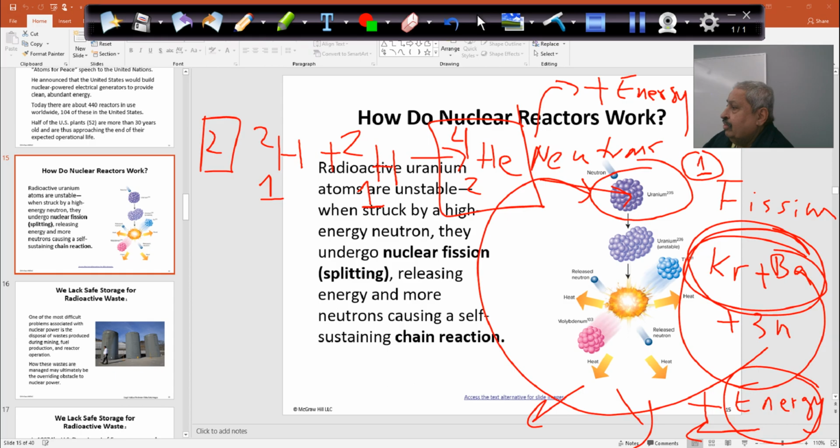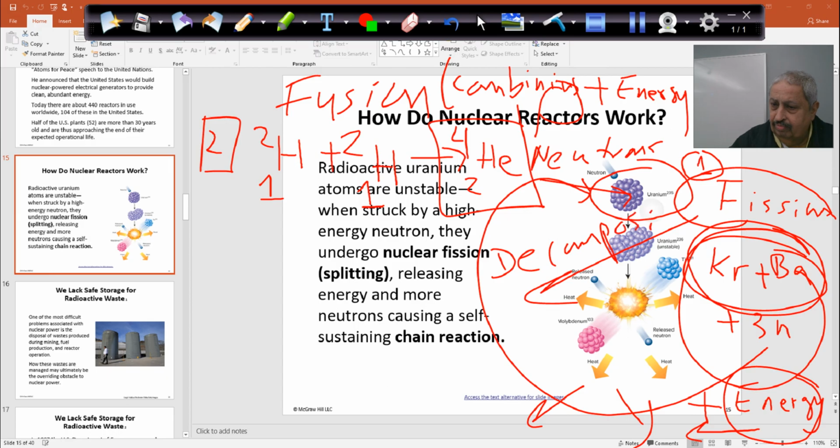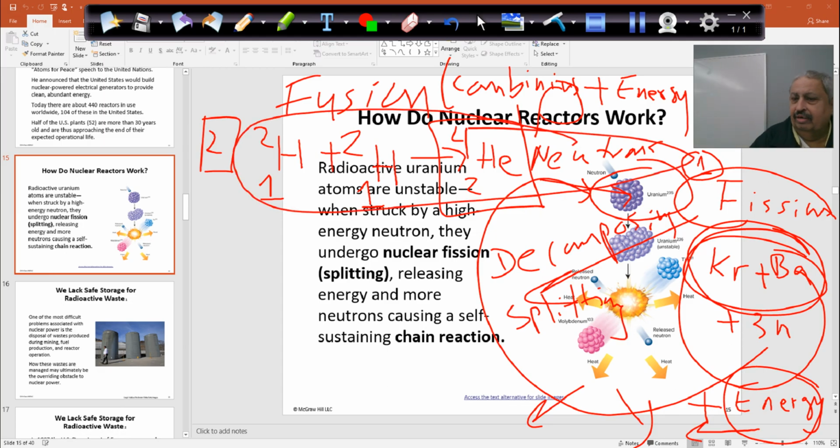Do we have any waste, nuclear waste? No. And that's what happens in the sun. Hydrogen radioactive isotopes will come and combine. This one here is called fusion. Fusion means no splitting, it's combining. And this fission is splitting or decomposing. So that's the difference between the two. If we can get this one here on the Earth, that will be very useful.